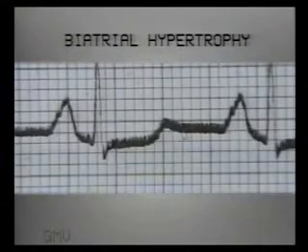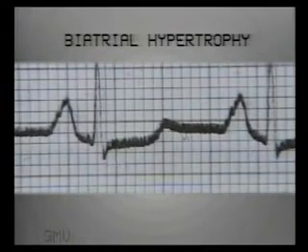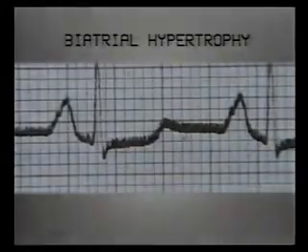If both the atria are hypertrophied, the P wave in lead 2 will be taller than 2.5 small squares and broader than 2.5 small squares. This is an ECG of biatrial hypertrophy.